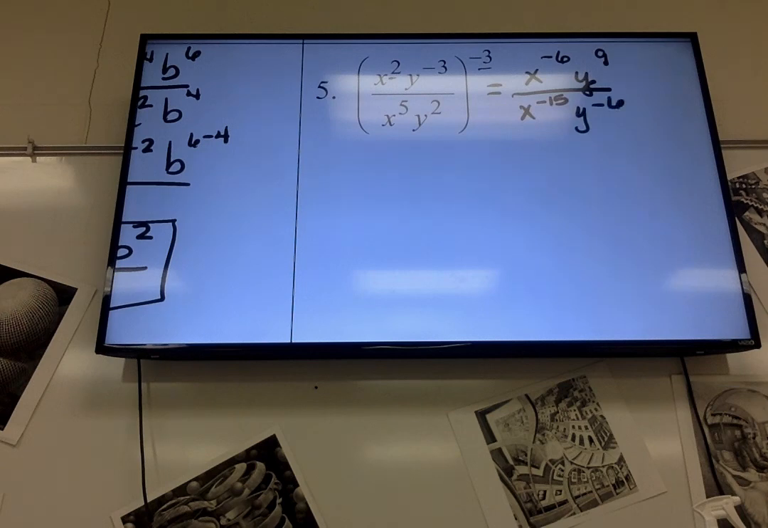Good. Okay, now we have negatives, that's true. But let's do everything else first. Usually the negative is the last thing you do. So when I divide, what do I do with the exponents? Subtract them. So it's x to the negative 6 minus negative 15, and y to the 9 minus negative 6.